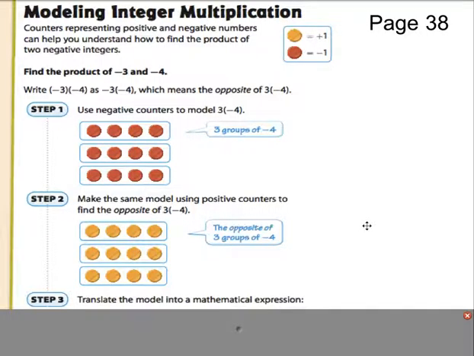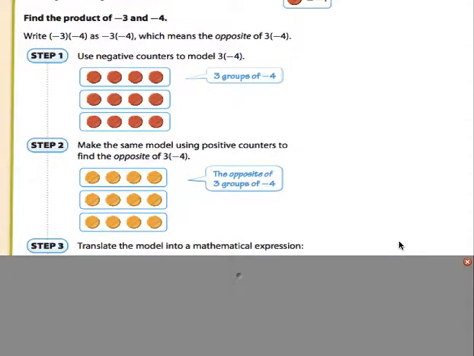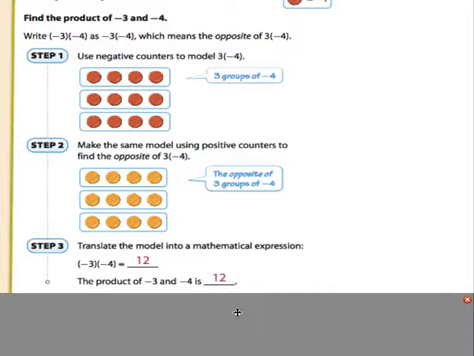Step 2. Make the same model using positive counters to find the opposite of 3 times negative 4. So down here we have groups of 4 positive counters. We have 3 groups. Translate the model into a mathematical expression. So we have the opposite of 3 times negative 4, which equals 12. So if you multiply 2 negative numbers together, you end up with a positive number. The product of negative 3 and negative 4 is 12.